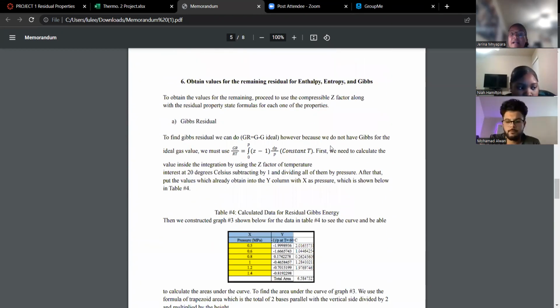The sixth step was to obtain values for the remaining residuals for enthalpy, entropy, and Gibbs energy, using the Z factor along with the residual property formulas. We started with our Gibbs residual. To find the Gibbs residual, we know that GR equals G minus G ideal. We couldn't specifically use that equation, so we ended up taking the integral of the Gibbs free energy over RT. So we took the integral of Z minus 1 with respect to pressure at constant temperature.